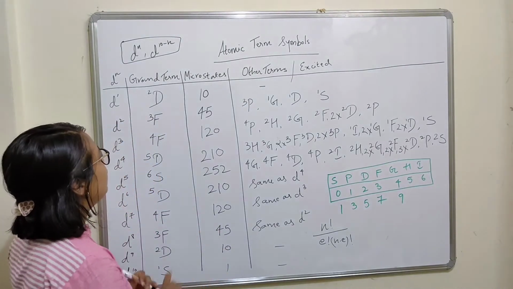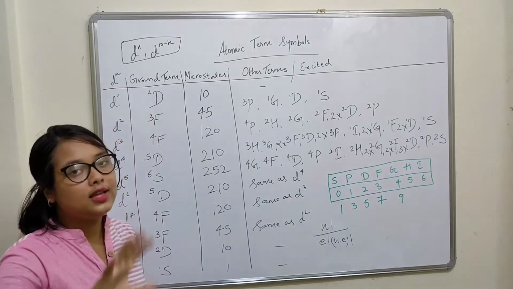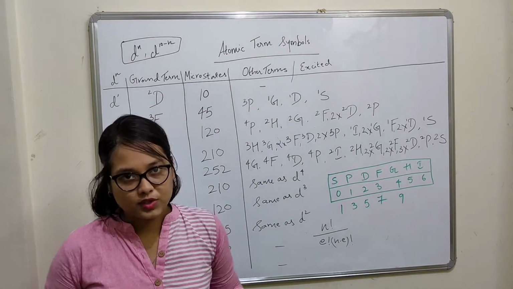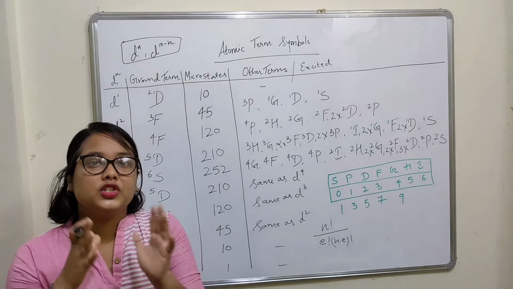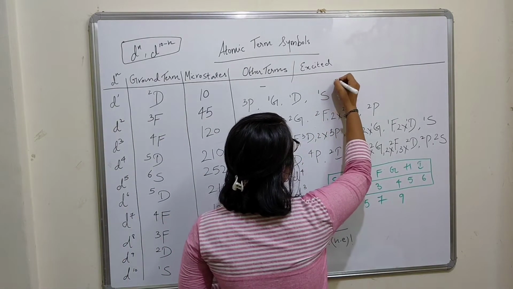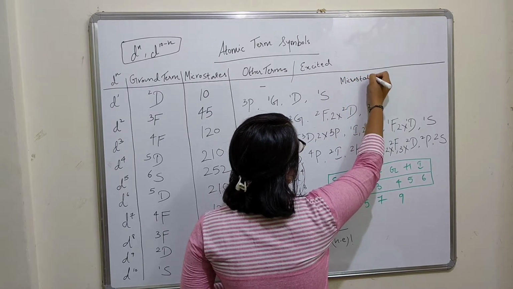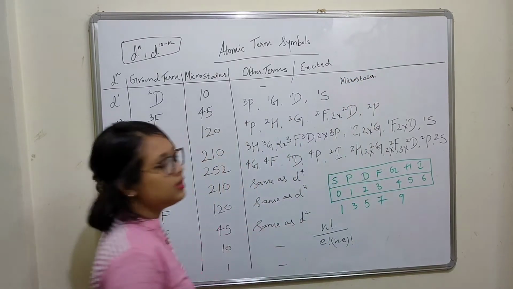Provided one condition, the ground state and all the terms. So maybe they have given you a combination of all the terms which are present. So using that information, how do you find the number of microstates? That we will discuss now. How do you find the number of microstates?